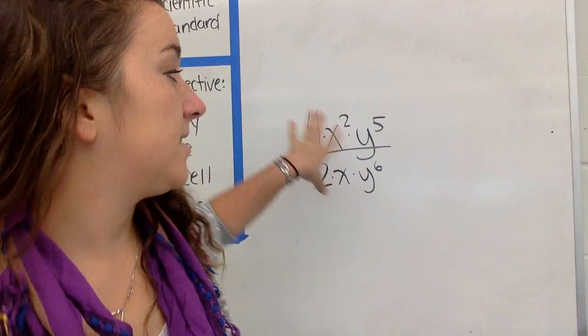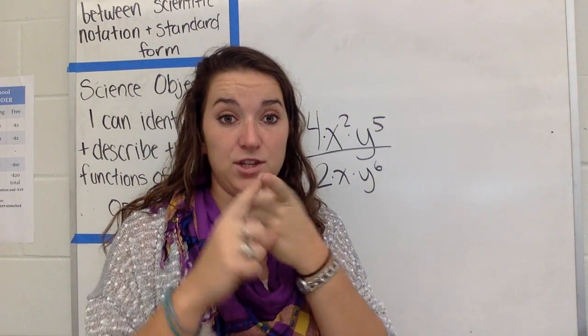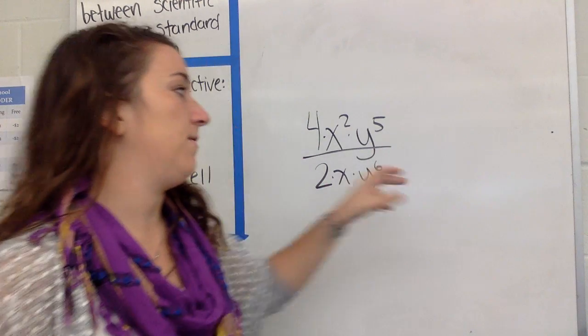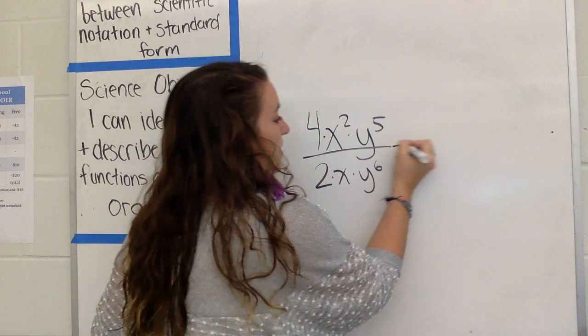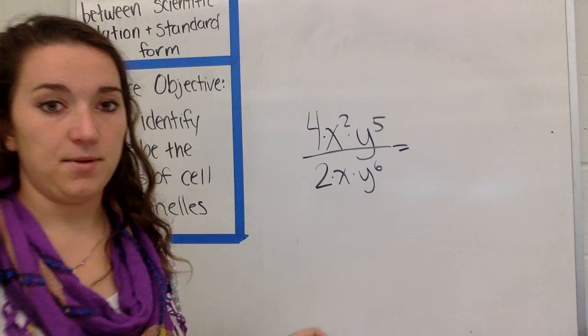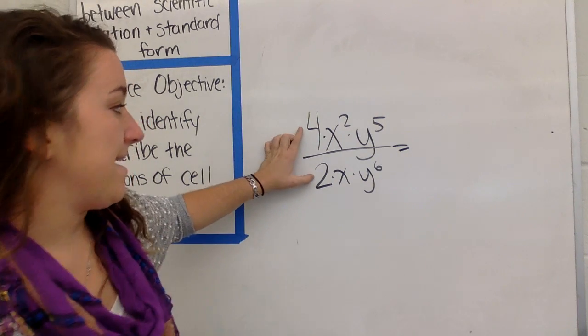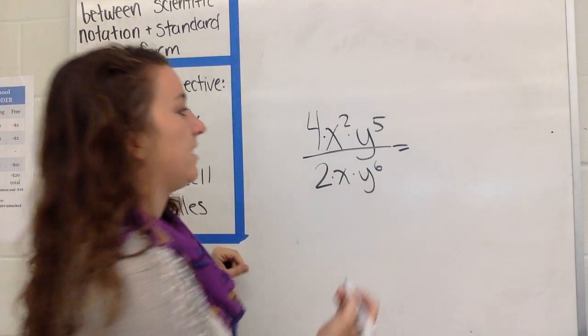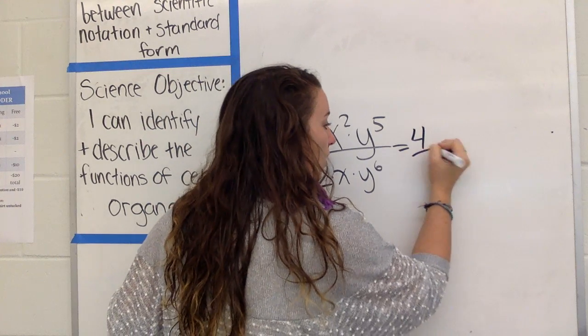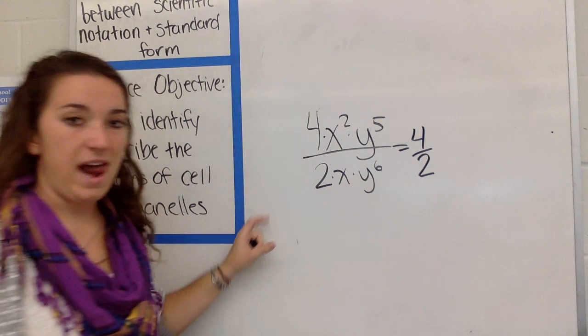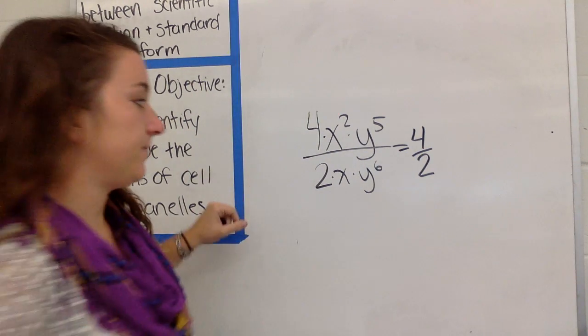This next problem, we're simplifying this. You can do it two ways. You could have expanded it or you could have used your quotient rule. I'm going to do it using the quotient rule because it's simpler. So first I'm going to look at my numbers because we're going to take those out first. So I'll have 4 over 2. I still have my 2 in my denominator.